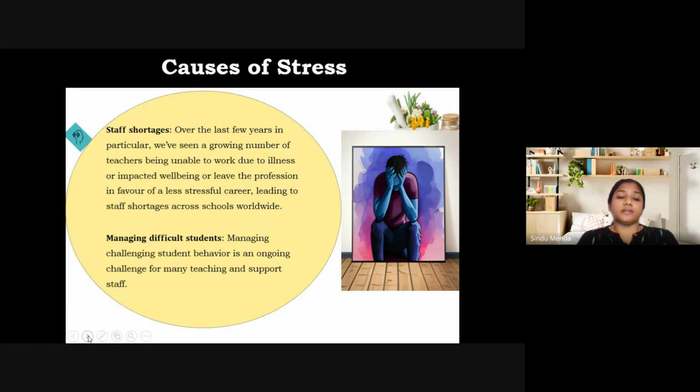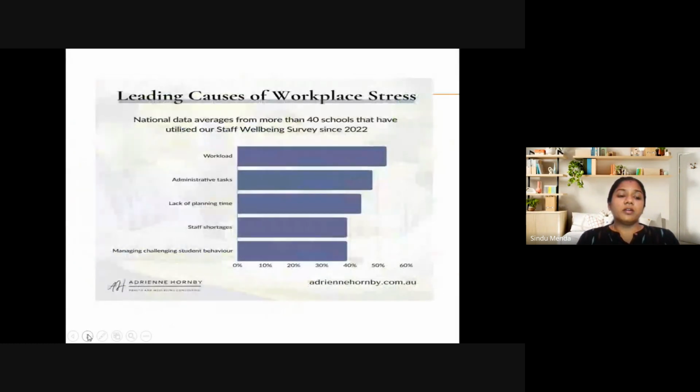Next one is managing difficult students. What is meant by managing difficult students? There are different types of students. We can manage students who are regular, punctual and disciplined, but we cannot manage students who do not have good behavior, who are not disciplined, who are not punctual. Based on that factor, it is very stressful on our shoulders and in our mindset. Managing challenging student behavior is an ongoing challenge for many teachers, faculty members and supporting staff.